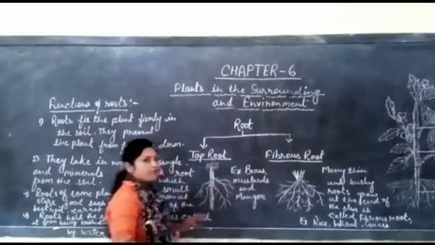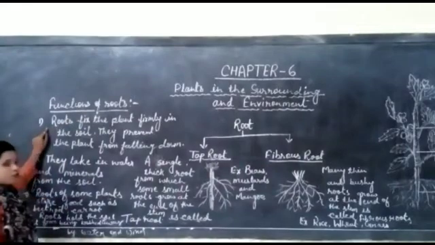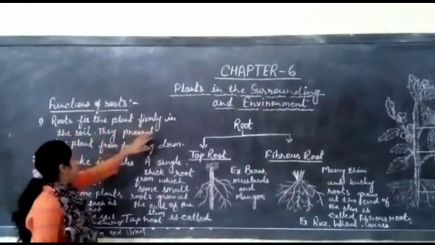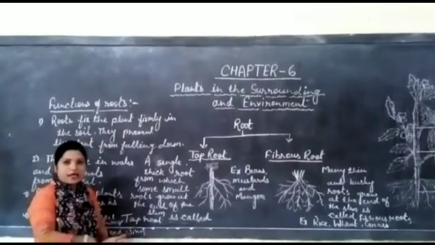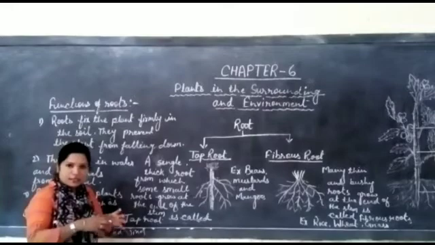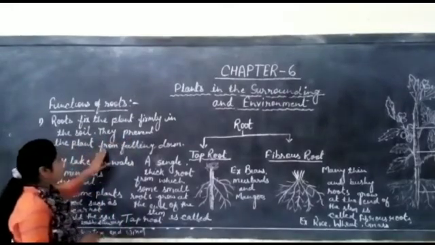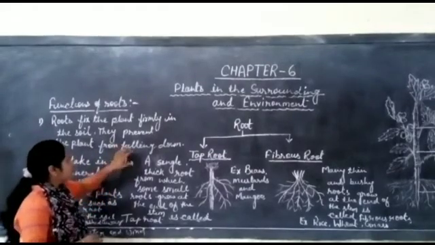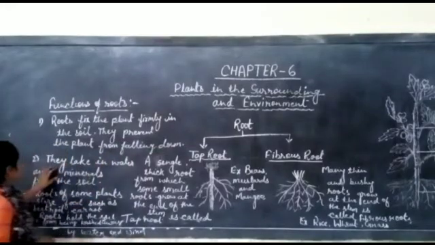Let us see the functions of the root. The first function of the root is that roots fix the plants firmly in the soil. It means roots lie under the ground and fix the plant, and they prevent the plant from falling down. This is a very important function of the root. Let us see the second function.